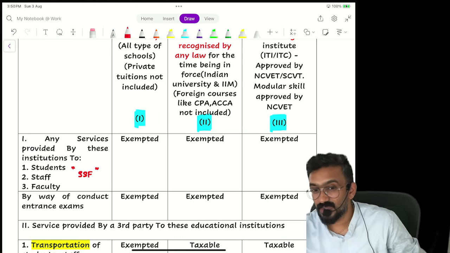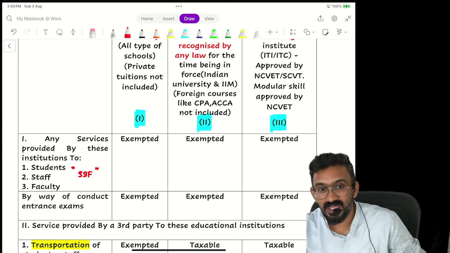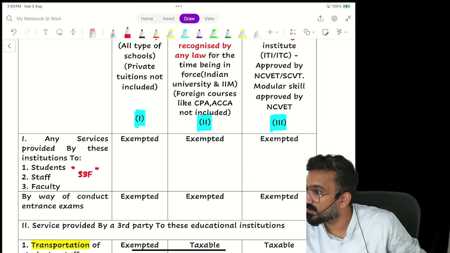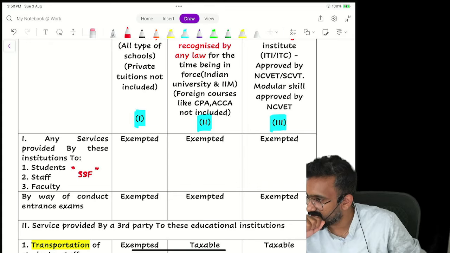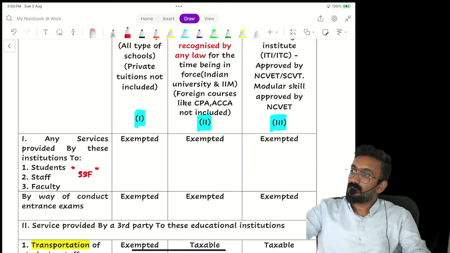It will be exempted only if the recipient is SSF. Who are the SSF? Student, staff, faculty. MNC? No. It is not covered under exemption. This is how you interpret. Are you guys understanding this? Okay. One more exemption they brought in.